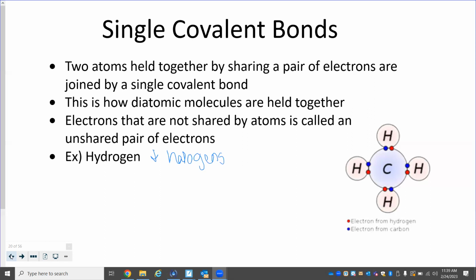So remember, hydrogen is H2. Hydrogen has 1 valence electron. They simply share the 1 valence electron that they both have access to 2.